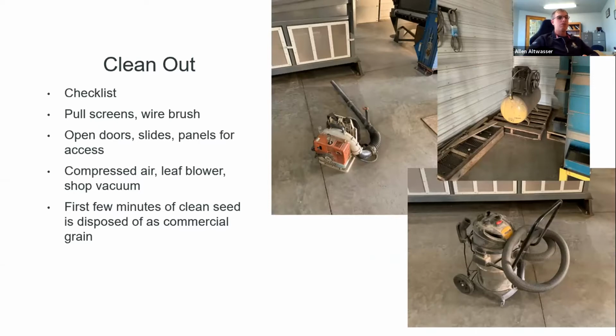All screens, doors, slides, panels, whatever can be opened is opened up. Screens are wire brushed to clean out seeds that are caught in those screens. And once everything's opened up, we go through it with compressed air. We use a leaf blower, and then also the shop vac. So it's just use the tool that needs to be used for the machine that needs to be cleaned out, and hopefully, we've got it down pretty good.